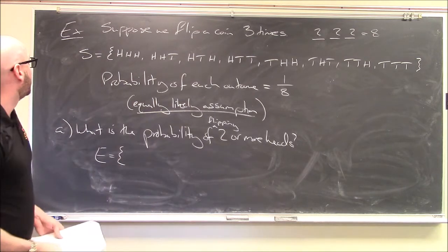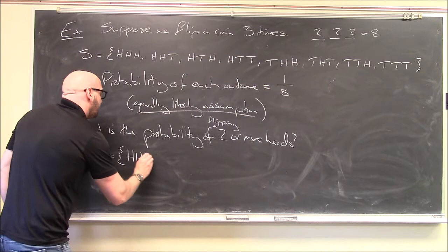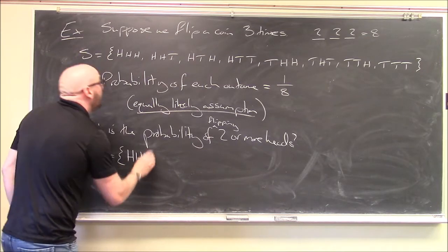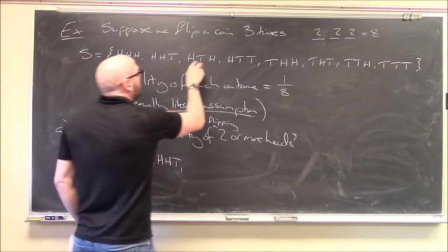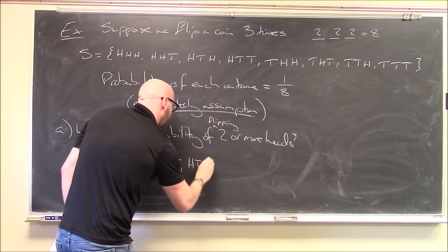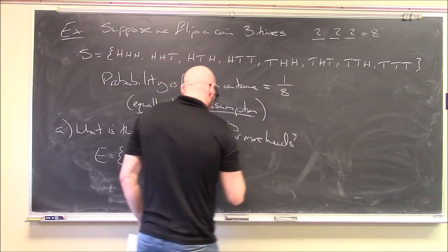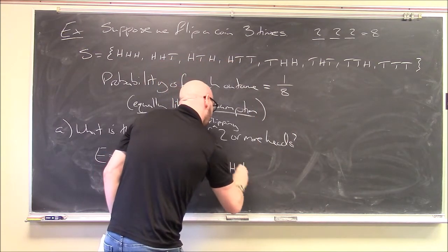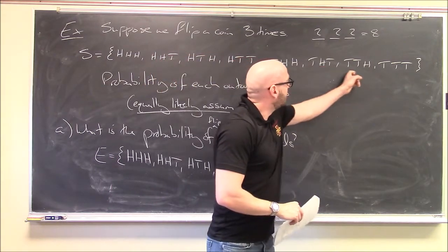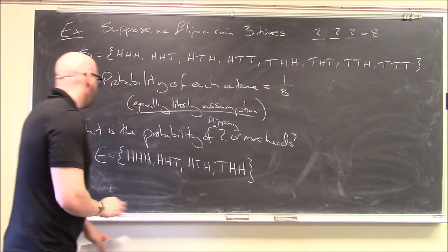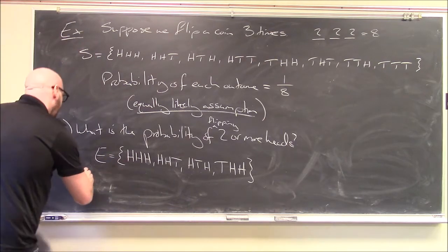So seeing 2 or more heads, HHH counts, so HHH is fine, that would be in this event. So is HHT. So is HTH. HTT is only 1 head, then I've got THH. And I think that's it. This is only 1 head, 0 heads. Okay, so the probability of flipping 2 or more heads, this is the event we're looking at.